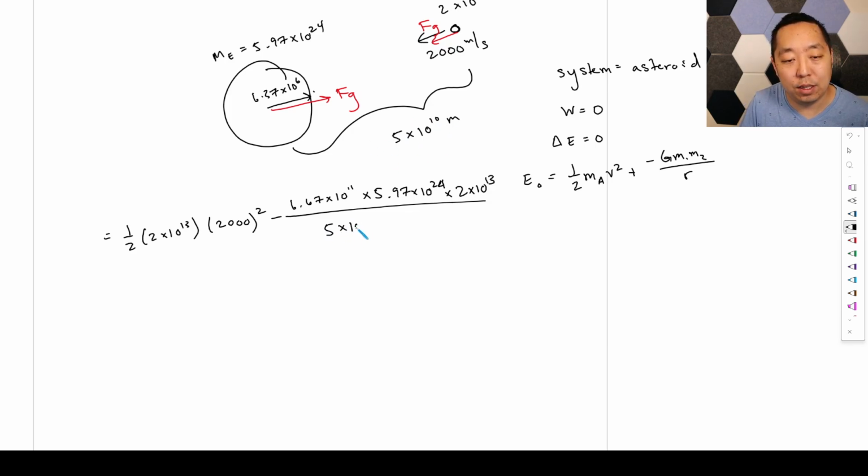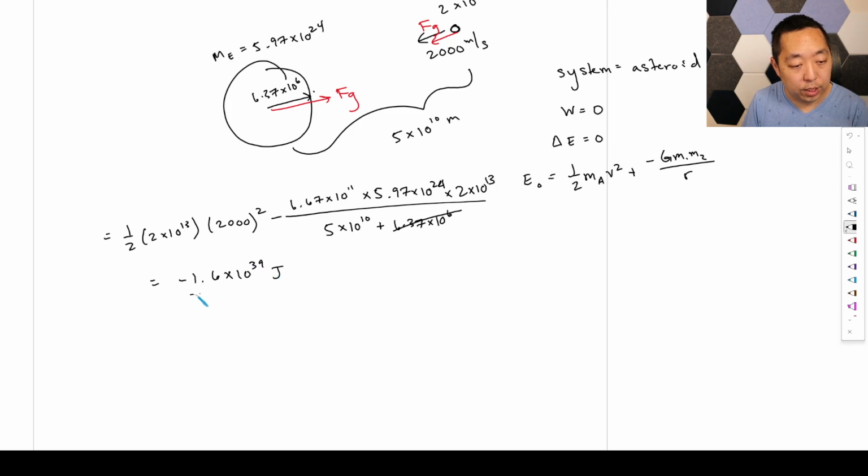You could do 5 times 10 to the 10 if it was to the surface. You can also add 6.37 times 10 to the 6. If you do the calculation, you'll find that this guy has really no impact. He's going to have a less than a 0.01% impact on the answer, so it doesn't matter if you put it in there or not. So we have a number for the initial energy, 0.5 times 2e13, 2,000 squared minus, just typing it into the calculator, I'm going to get negative 1.6 times 10 to the 39.